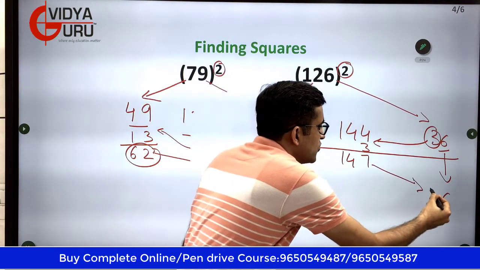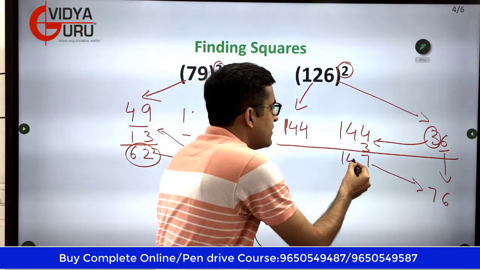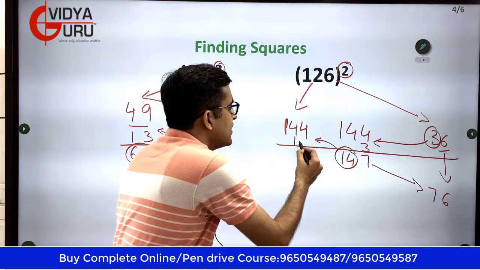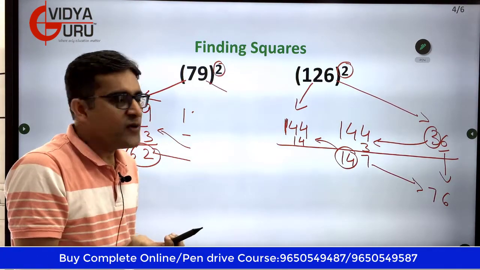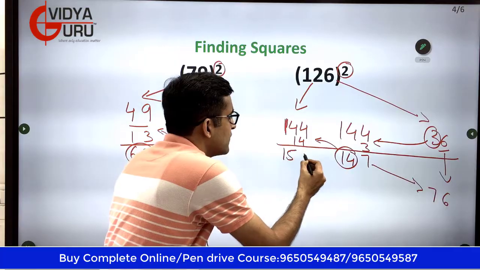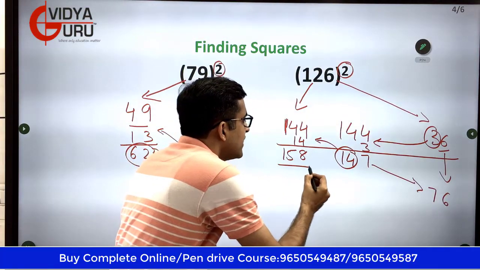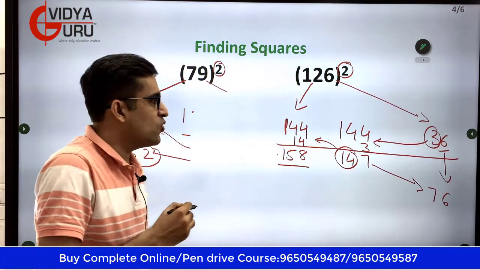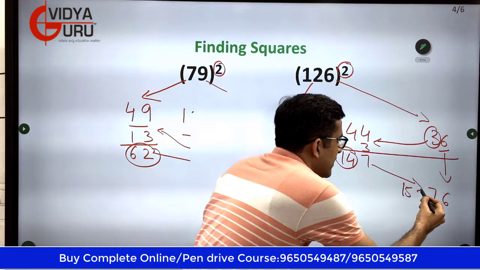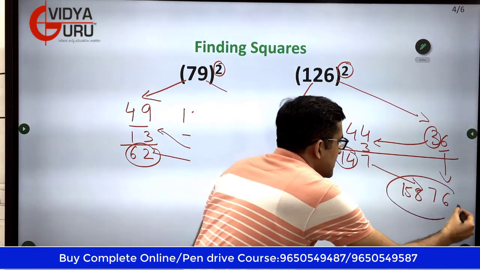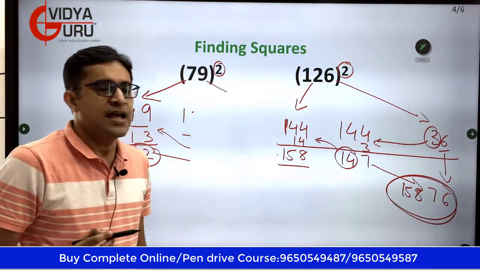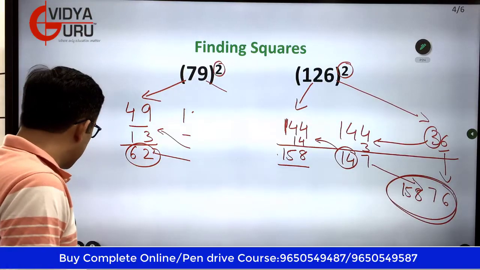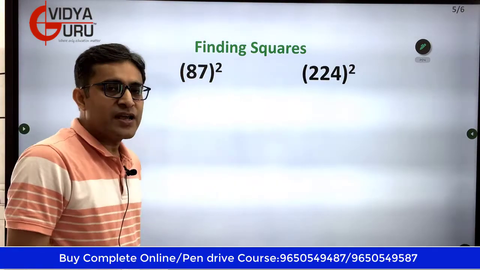I use the units digit 7. And I carry forward this 14. This 14 is carried forward, gets added to 144. So 144 and 14 gives me 158. Now I have reached the end. There is nothing prior to 158. I will have to use it as whole. So 15876. That becomes the square of 126. Now let's take up a couple more examples.